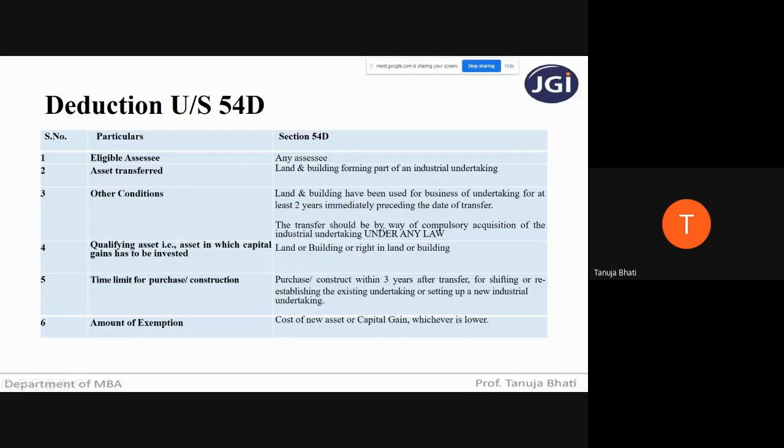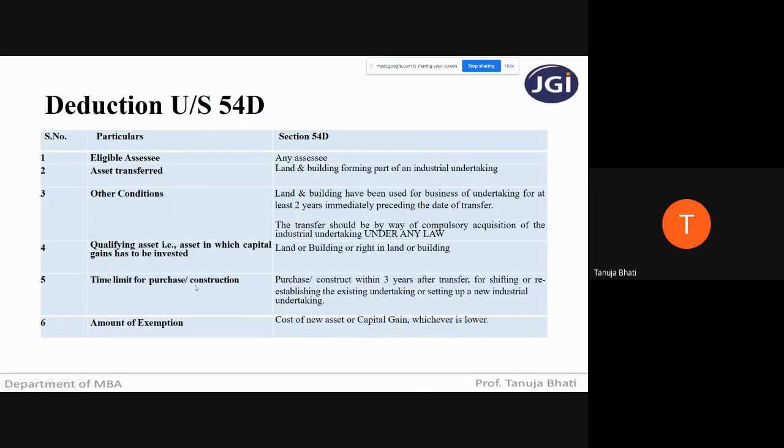The transfer should be by way of compulsory acquisition of the industrial undertaking under any law. So this deduction under section 54D you will get only when your land or building is compulsorily acquired under any law. Then only you will get this deduction under section 54D. Next, whatever gain you're getting on this compulsory acquisition, you have to invest in a qualifying asset. So you have to invest that capital gain again in a land or building, or right in the land or building. So the investment should again be made in a land or building.